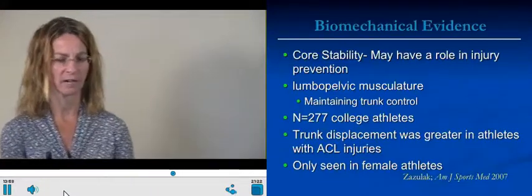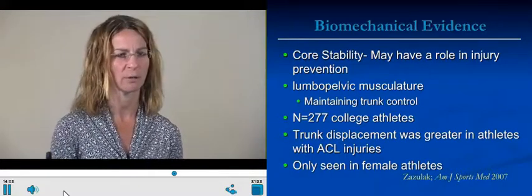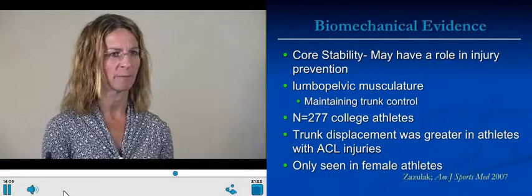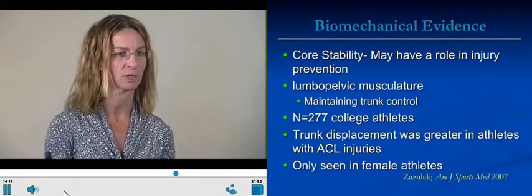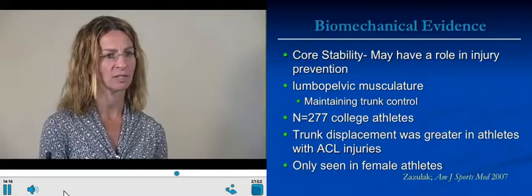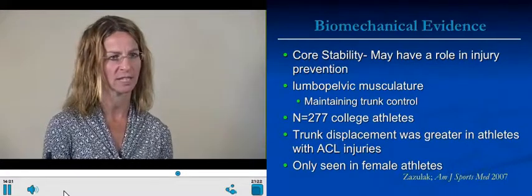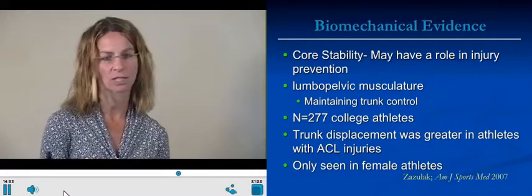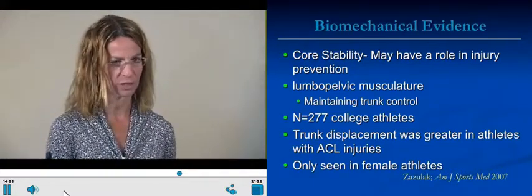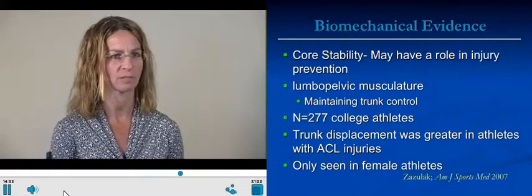Another thing that's come into recent play is the role of core stability, which also falls under biomechanical evidence, and this may have a role in prevention of ACL injuries. The lumbopelvic musculature is responsible for maintaining trunk control. This study looked at 277 college athletes and noticed that trunk displacement was greater in athletes with ACL injuries. Interestingly, this was only seen in female athletes, suggesting that core stability and prevention of this trunk displacement may play a role in helping prevent these injuries.